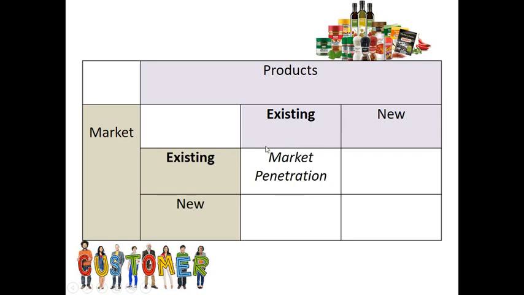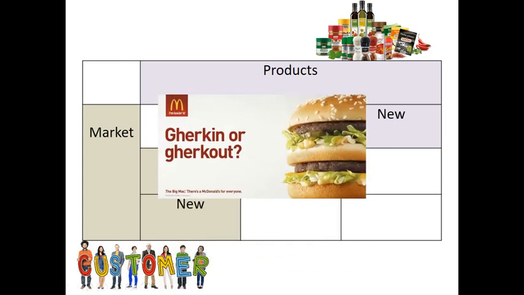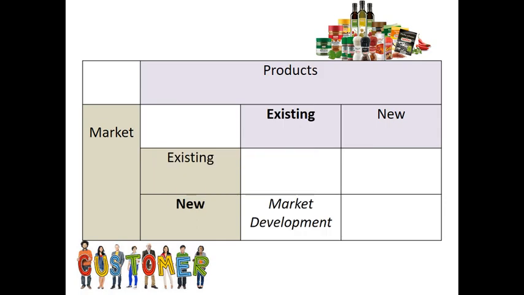It's a market penetration strategy. Maybe I'm trying to stop people from going to an alternative, a Burger King or another fast food restaurant. I'm just reminding people that McDonald's is out there and we sell a product that's very popular. Okay, so that's relatively not a very risky strategy.